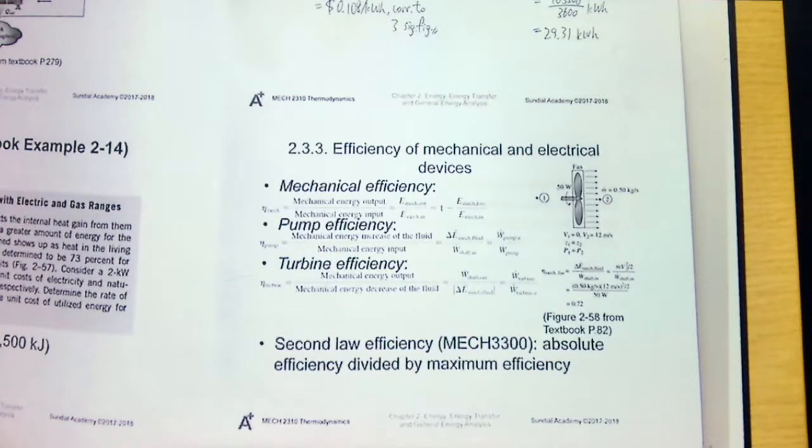In order to deal with this problem and express the efficiency in a better way, we will define what we call the second law efficiency. That's the absolute efficiency divided by the maximum efficiency. The absolute efficiency is the efficiency of this actual device, divided by the maximum efficiency that can be achieved by using reversible devices. We will talk about these concepts in chapter 6 and chapter 7 when we talk about the second law of thermodynamics. But for the actual discussion of the second law efficiency, please refer to McCann 3300.